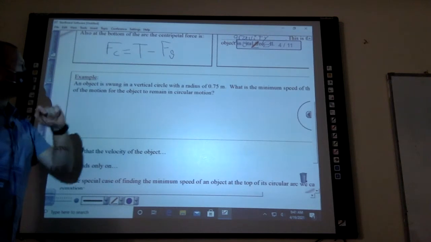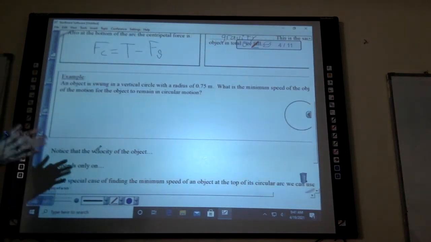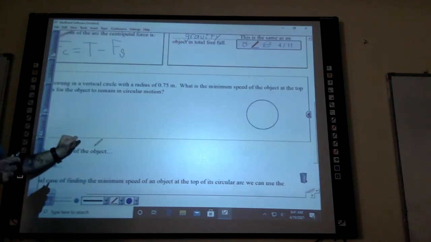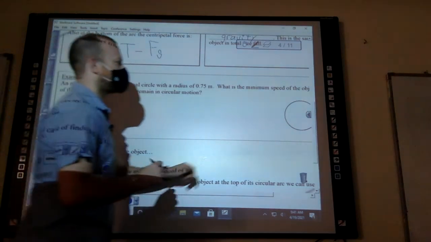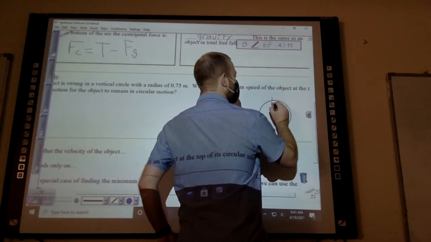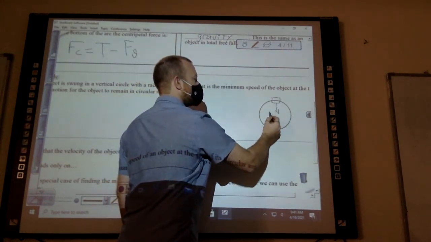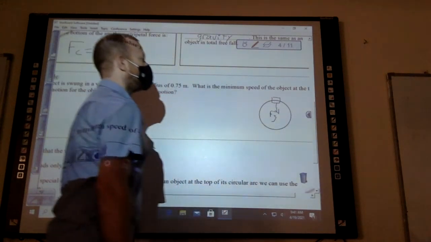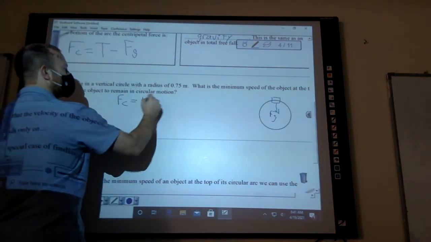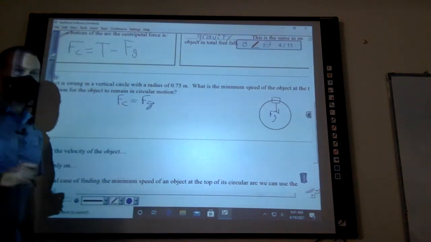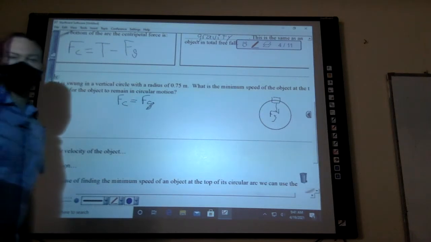So let's try a practice problem. We've got an object going in a vertical circle. We want to know what's the minimum speed of the object at the top for it to remain in circular motion. So this is our special case. If this is what's happening here, we've just got Fg. So we will say the centripetal force is equal to Fg, because we have no tension in this question.